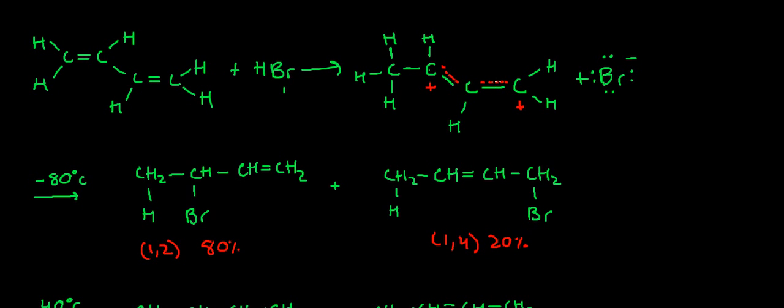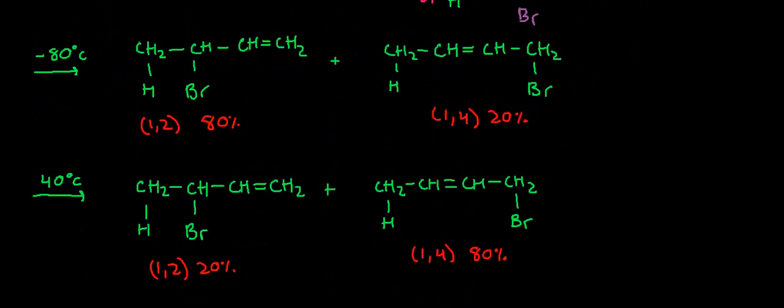So the double bond would be here. If bromine reacted here, the double bond would be here. If bromine reacts here, then the double bond would be here. This is a more substituted double bond, this is a more substituted carbocation. So it's a competition between these two things.